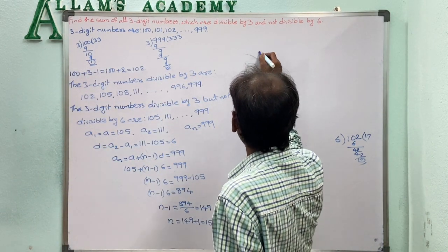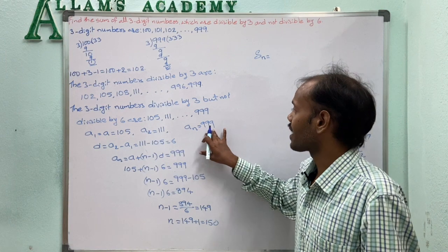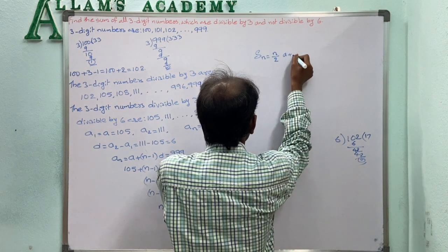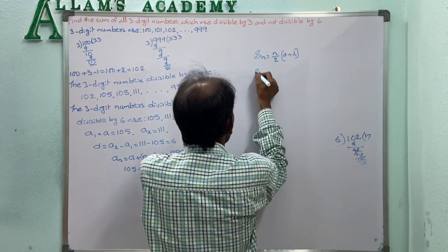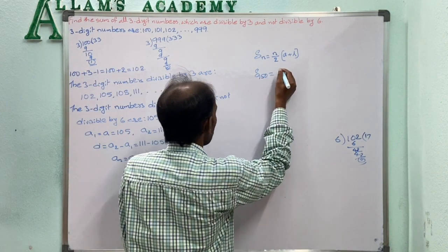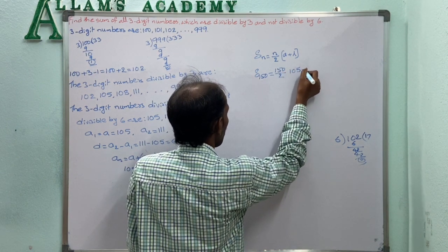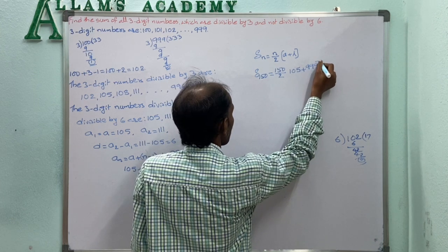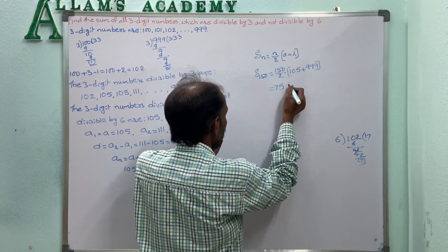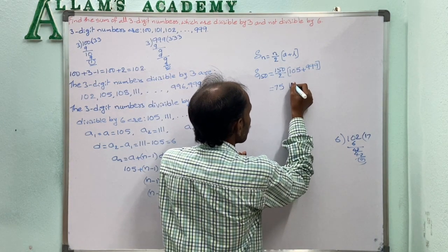So now the sum of n terms Sn is equal to, now here we know the first term and the last term, so we use the formula n by 2 into (a plus l). Here the number of terms is 150. So S150 is equal to n by 2, so 150 by 2 into (a value is 105 and l value is 999). 150 by 2 is nothing but 75. 105 plus 999 is equal to 1104.